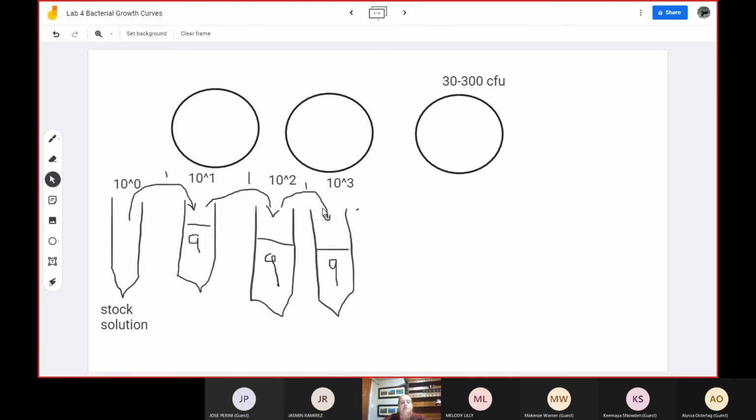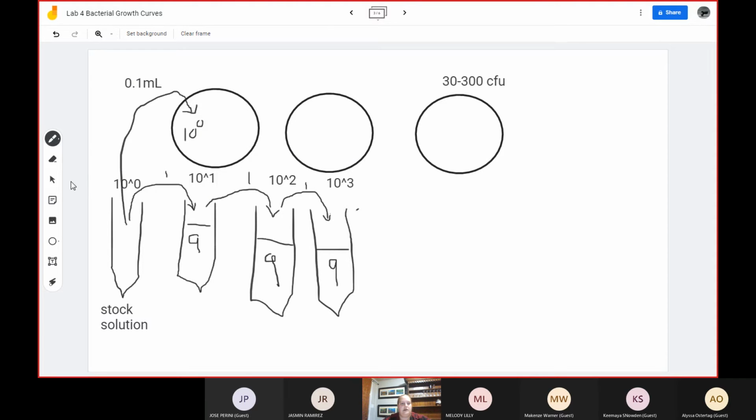This one, 10 times less concentrated. This tube is 10 times less than this one, 100 times less than this one, and 1,000 times less concentrated than our stock solution. When you make these serial dilutions, you then plate each dilution. So if I plated onto this dilution, again, it would be that value that we were plating at, which would be 0.1 milliliters, potentially. I would take from the stock solution, and this plate would be basically our 10 to the 0 plate.